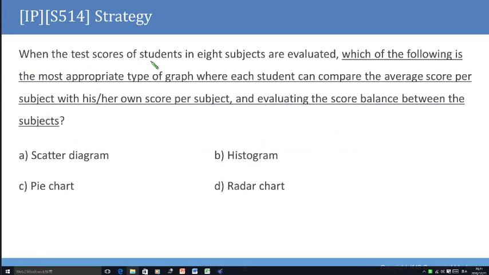When the test scores of students in 8 subjects are evaluated, which of the following is the most appropriate type of graph where each student can compare the average score per subject with his or her own score per subject and evaluating the score balance between the subjects? A. Scatter diagram. B. Histogram. C. Pie chart. D. Radar chart.